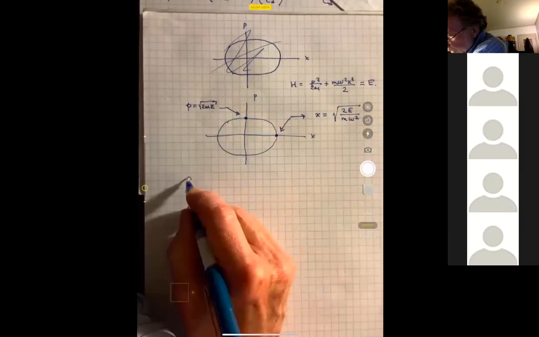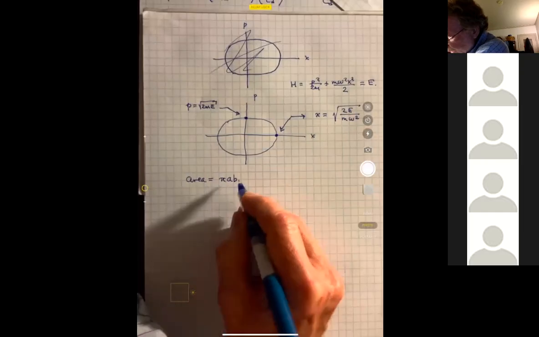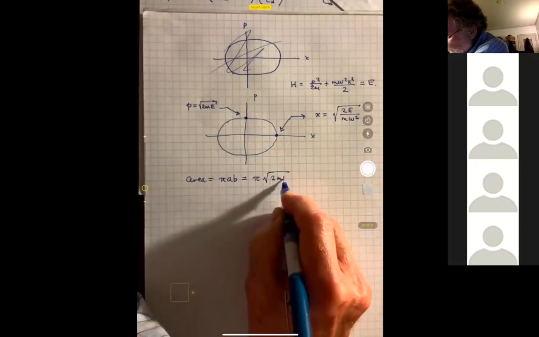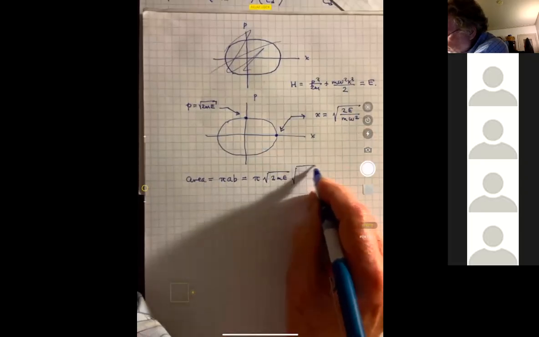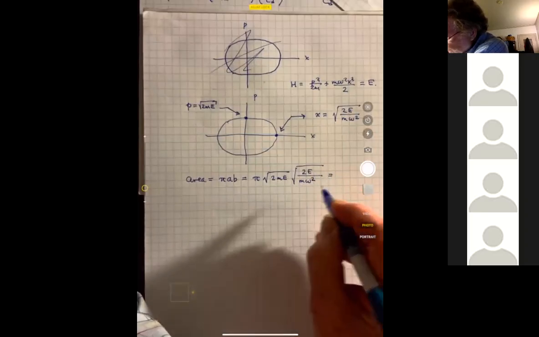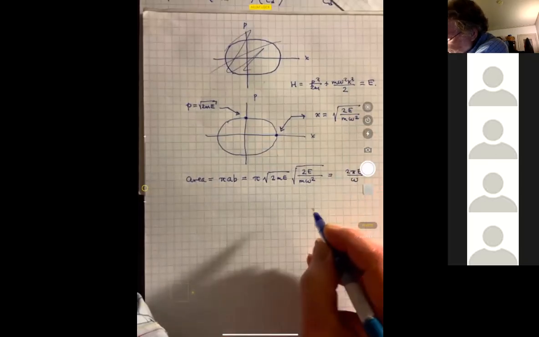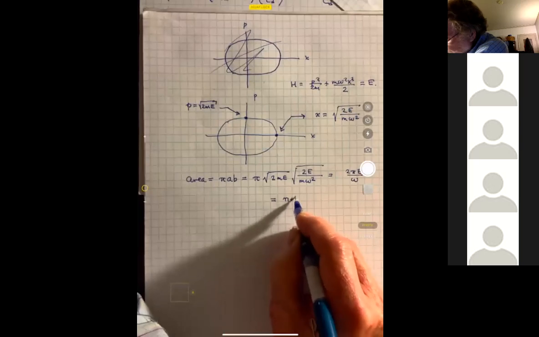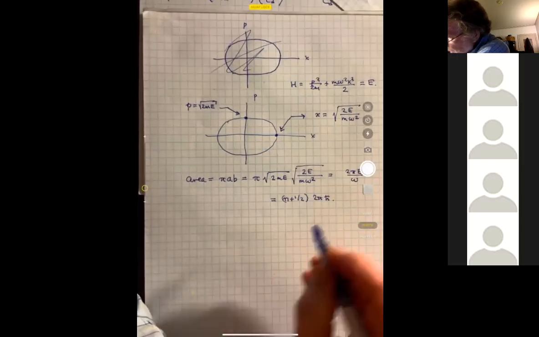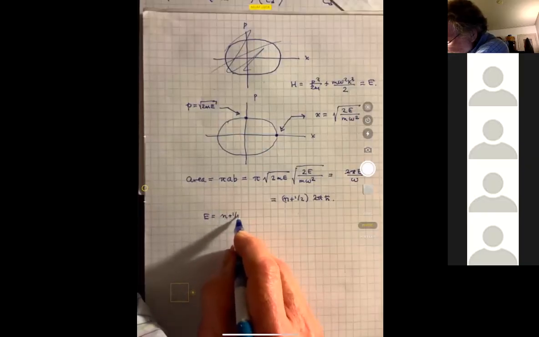Now this is relevant because the area of an ellipse is pi AB, where A and B are the semi-major and semi-minor axes. So for our ellipse here, this is pi times the square root of 2mE times the square root of 2E divided by m omega squared. And if we put that together, what we get is 2 pi times E divided by omega. Now, according to Bohr and Sommerfeld, this should be equal to n plus a half times a Planck cell, which is 2 pi h bar. And so you see the 2 pi's cancel. And then we get the energy is equal to n plus a half times h bar omega.